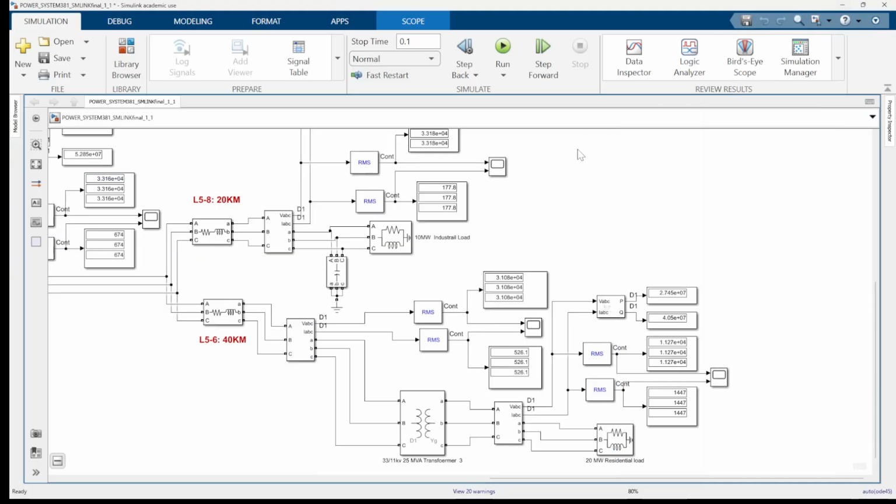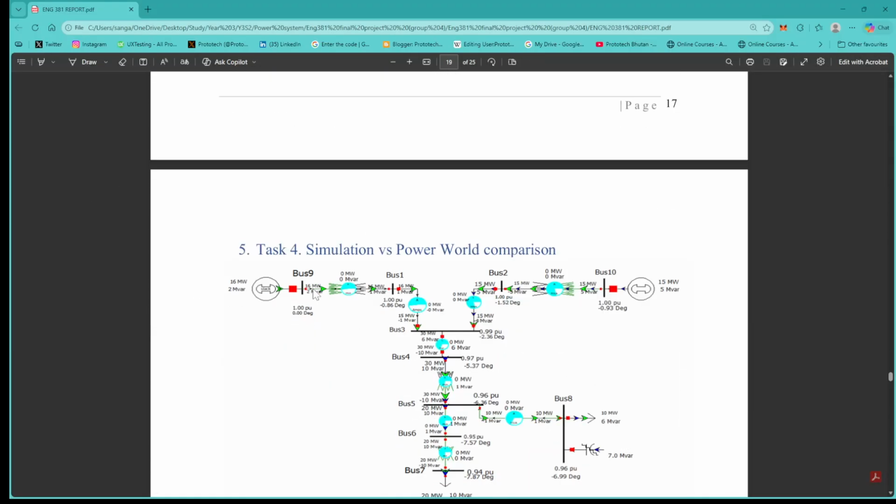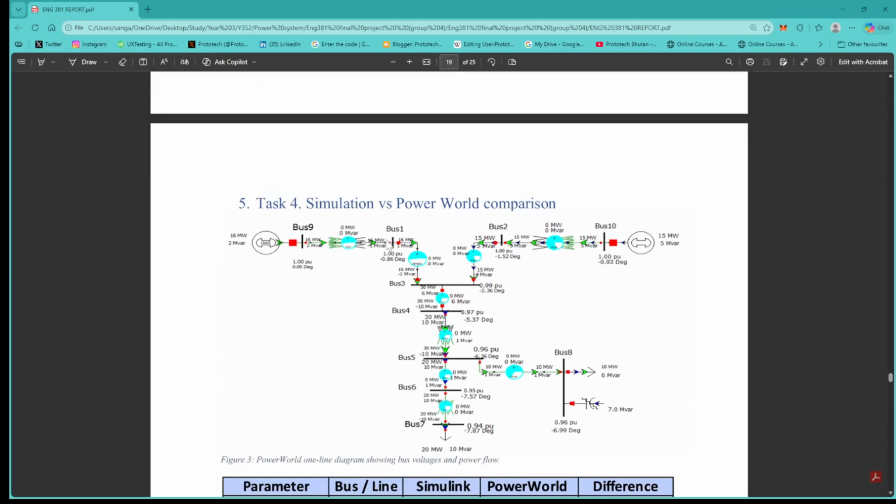In the Simulink model, we have this capacitor bank connected to the load side. Now we have also done the simulation in PowerWorld.